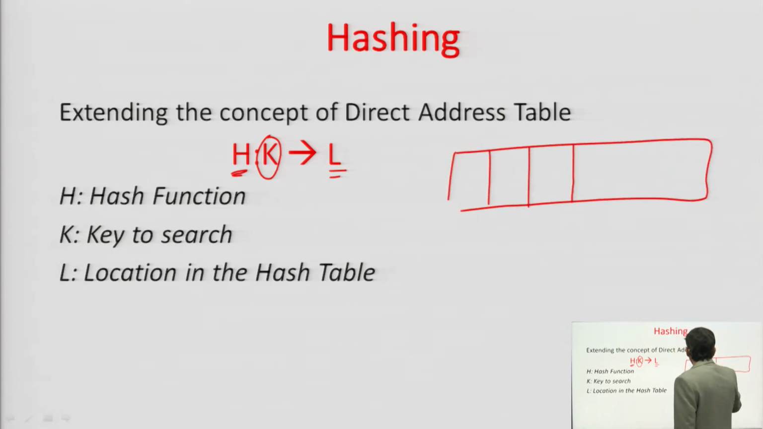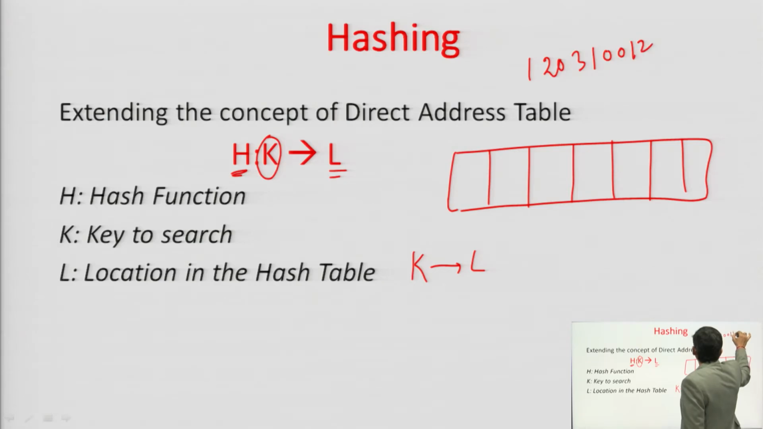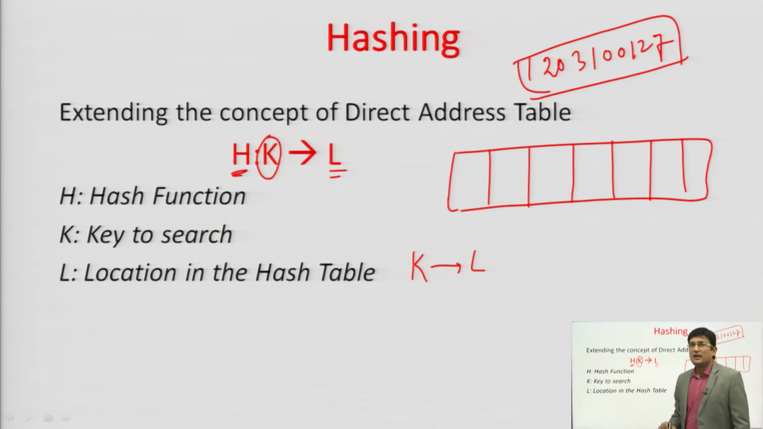Every time, working with a direct address table will not be possible for us, because the key may not refer to the location directly. For example, take an AKTU roll number: 12031000127. You can see that this is a 10-digit roll number. Nowadays the roll numbers are coming with 13 digits. So that's way too long.